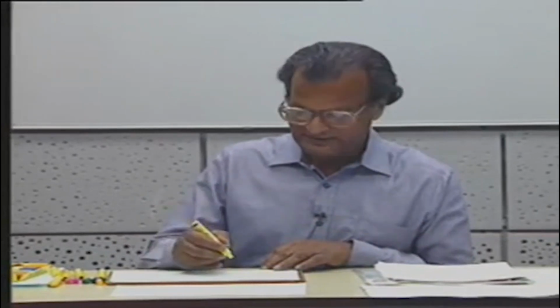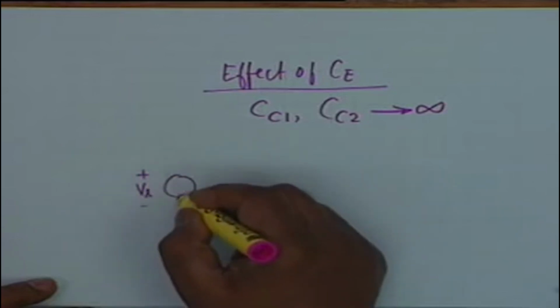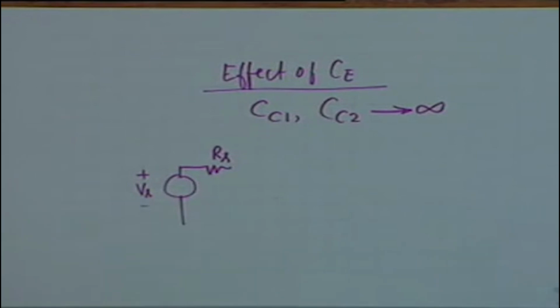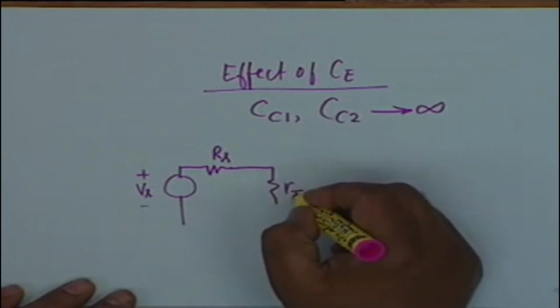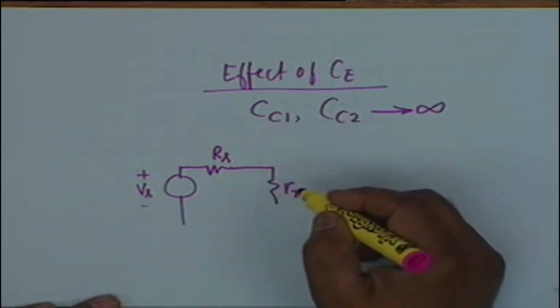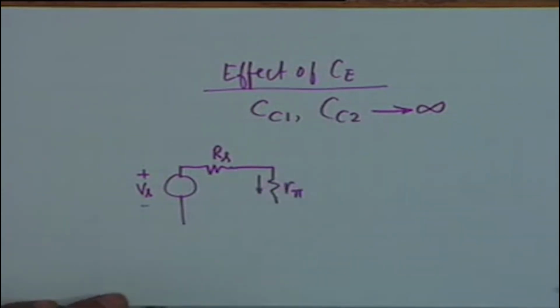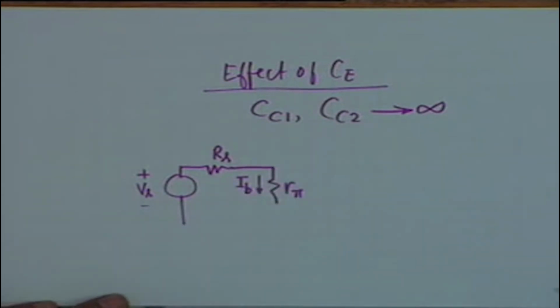Now if I do that then my equivalent circuit becomes Vs, Rs, CC1 is taken as a short circuit and therefore I have R pi, and for a change let us use, instead of capital V, the base current. The RMS value shall be represented by I sub capital B. That is the reason why I am using the current here instead of the voltage.